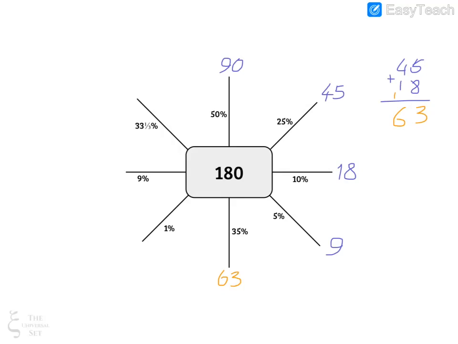1%. 1% is the next one. I'm going to take my 180, I'm going to divide it by 100. So if I divide it by 10, I'd get 18. If I divide once more, I'm going to get 1.8. Good. Next one then. I need to find 9%.